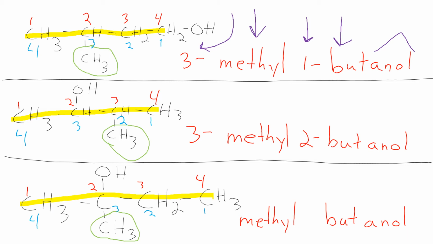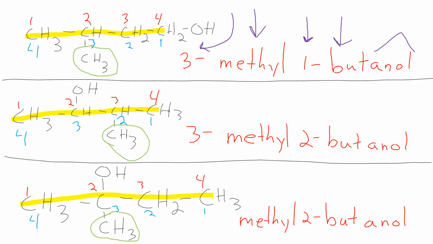So now we're deciding which numbering system we want to use. Again, lowest possible number for the functional group, so the OH. So we're looking at the carbon that has the OH on it. In the red numbering system, it's position 2. In the blue numbering system, it's position 3. So lowest number, we would have to use the red numbering system. That puts the alcohol, the functional group, at position 2.